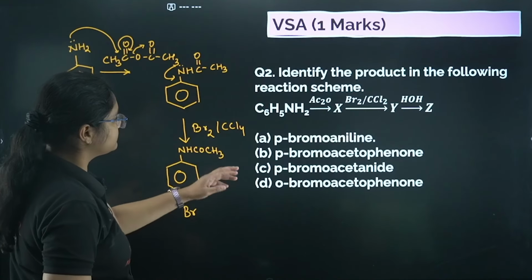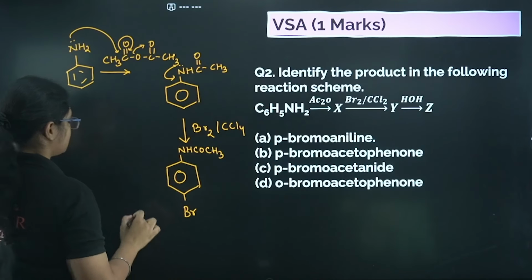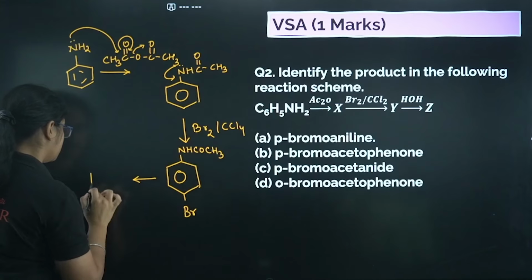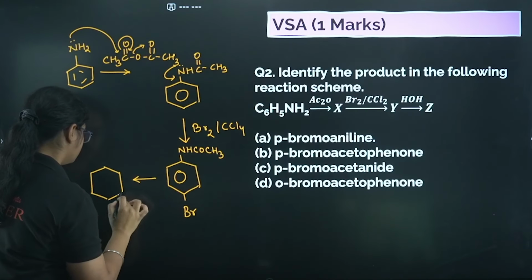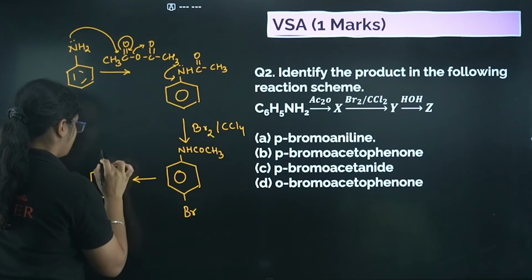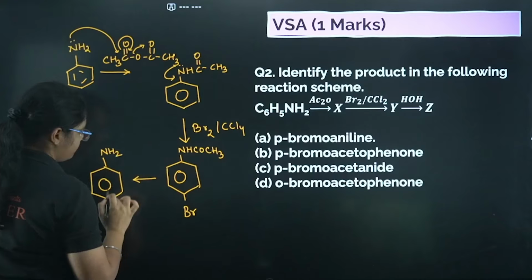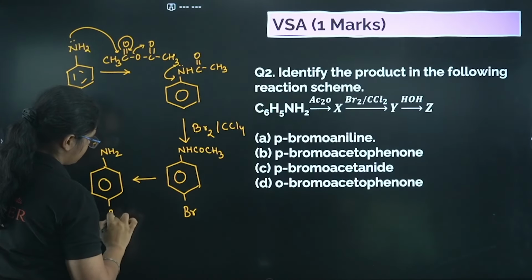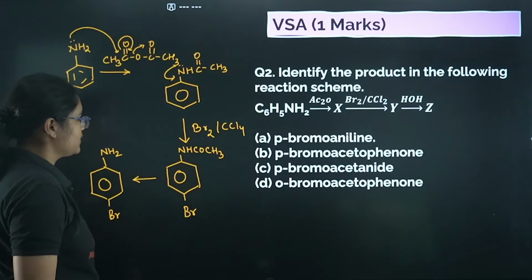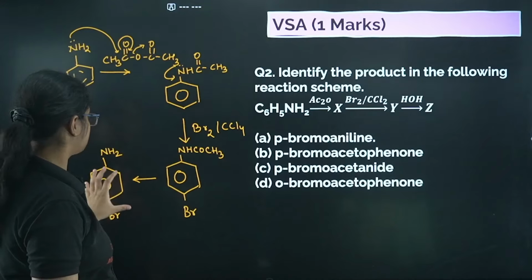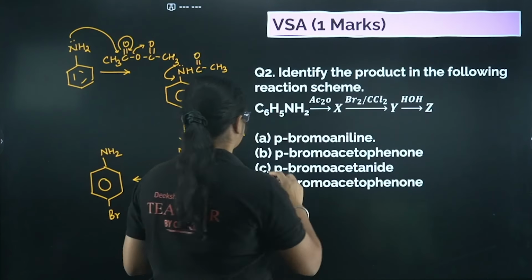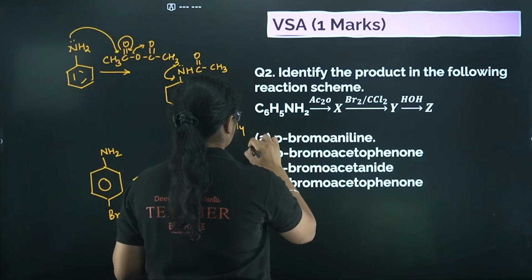Now with hydrolysis by H2O, the acyl group will go out and you will get a compound with NH2 here and bromine here. Clear? This compound will be para-bromoaniline, which is option number A here.